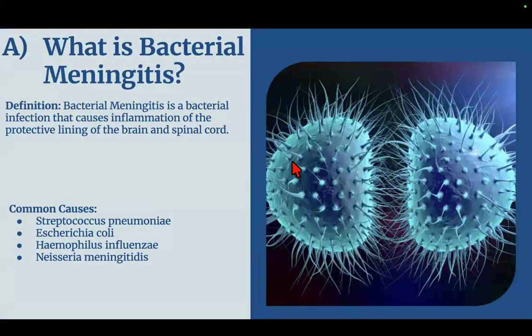Part A. What is bacterial meningitis? Bacterial meningitis is a bacterial infection that causes inflammation of the protective lining in the brain and spinal cord. Some common causes are Streptococcus pneumoniae, Escherichia coli, Haemophilus influenzae, and Neisseria meningitidis.